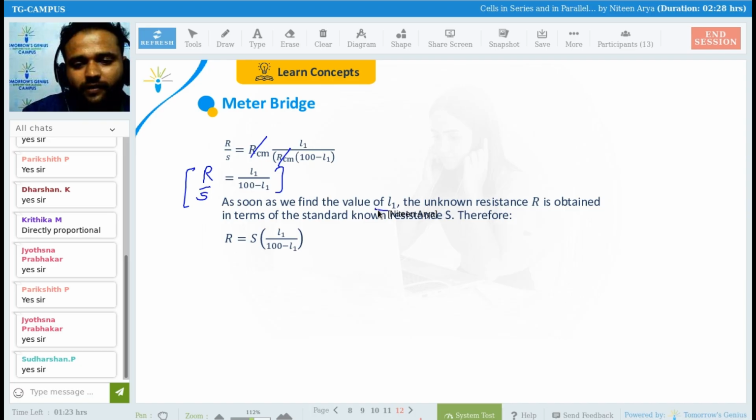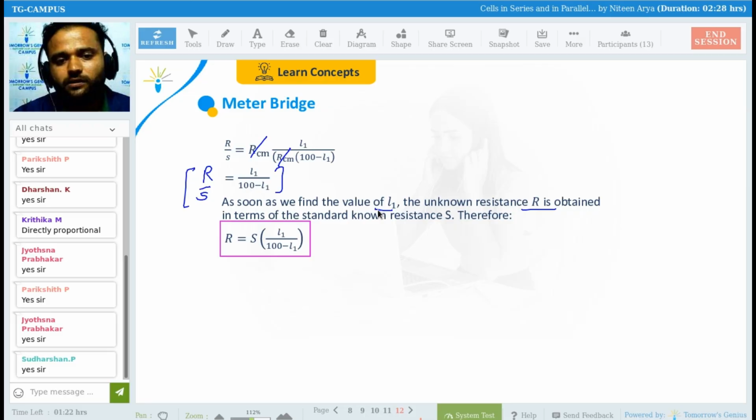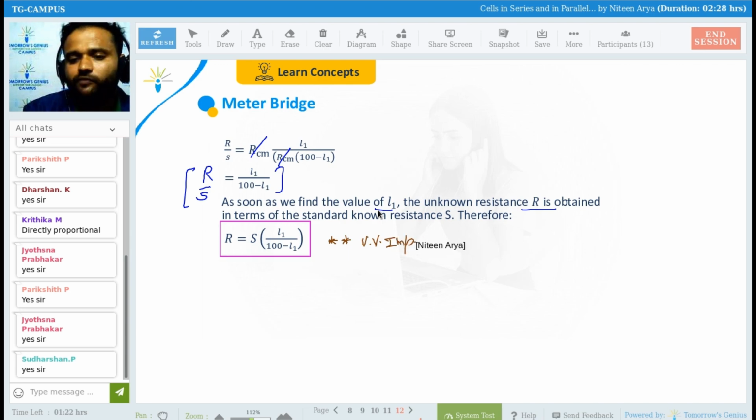So as soon as we find the value of L1, the unknown resistance is obtained. This unknown resistance is obtained from this formula, and that is a very important formula, students. Why so? Because using this formula you are going to solve many numerical problems. Very, very important formula for the meter bridge. Okay.